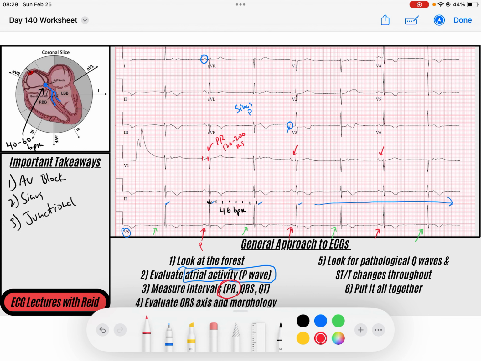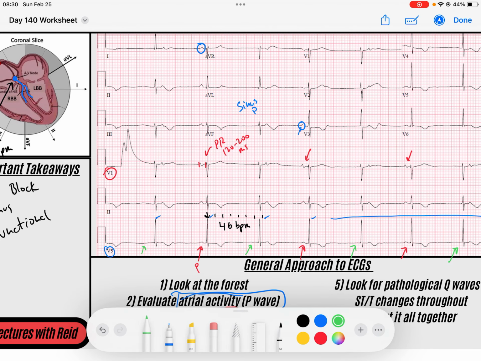So what I notice is that the ones we have arrowed in green don't have a P wave. When you see a narrow complex QRS, that tells me that it's going down my His-Purkinje system, but there's no P wave in front of it. And so these are junctional escape beats. Since this rhythm is so slow, it makes sense that we could potentially have junctional escape beats. So all the ones arrowed in green are junctional escape beats.